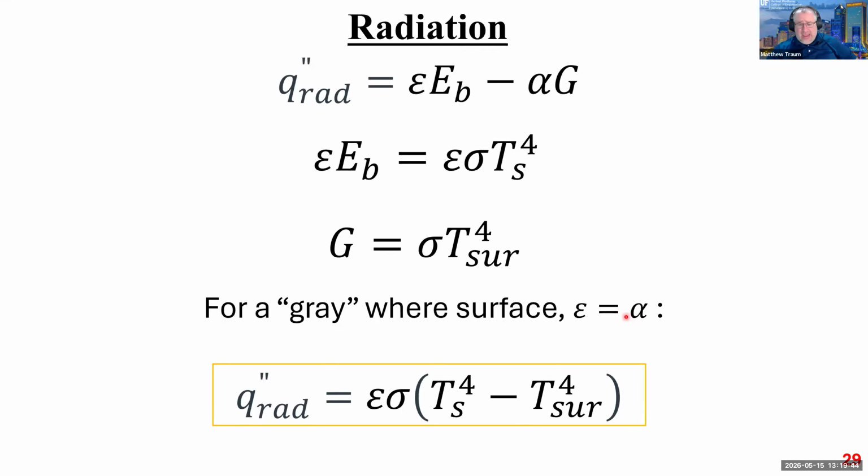So if those two are equal to each other, then absorptivity and emissivity are the same. That comes out of the equation as the emissivity, and you end up with this expression for radiative heat transfer in terms of emissivity, which you can look up, the Stefan-Boltzmann constant, the surface temperature to the fourth power, and then your surroundings temperature raised to the fourth power. So that's our radiation equation.